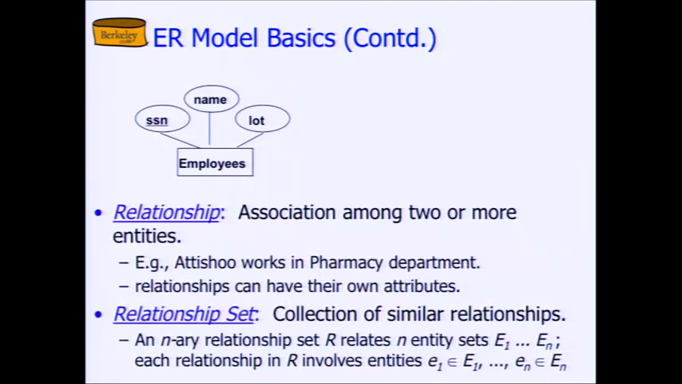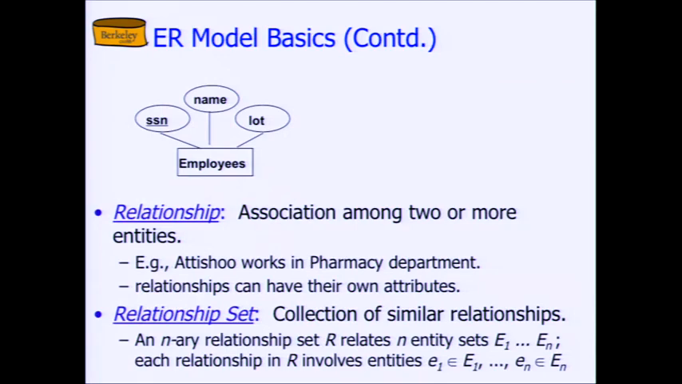Relationships can have their own attributes. Like, for instance, how long has he worked in the pharmacy department? That's an attribute of the relationship between Mr. Achu and the pharmacy department. So a relationship set is a collection of similar relationships. Any n-ary relationship, that is to say, a relationship that connects n entity sets, any n-ary relationship set relates n entity sets, E1 through En. Each relationship involves individual entities from those entity sets.